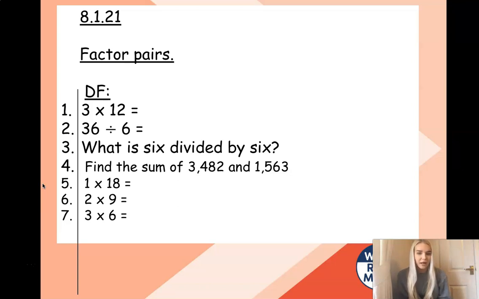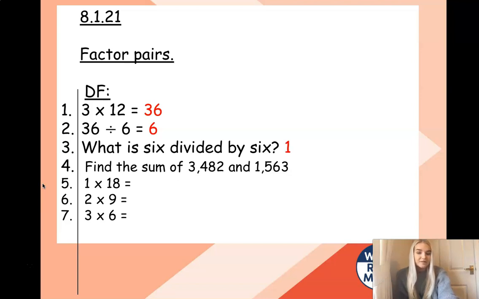Okay, so let's mark them now. 3 multiplied by 12, you could use your place value counters to help you, or base 10. The answer is 36. 36 divided by 6, we are looking at how many 6's go into the number 36, and that is 6. What is 6 divided by 6? But Year 4, we know that when we are dividing a number by itself, what is the answer always going to be? 1. Well done.